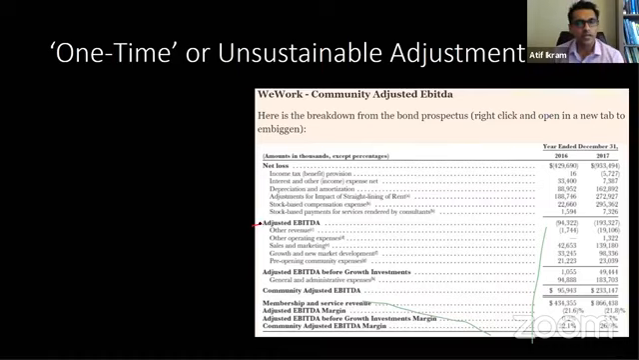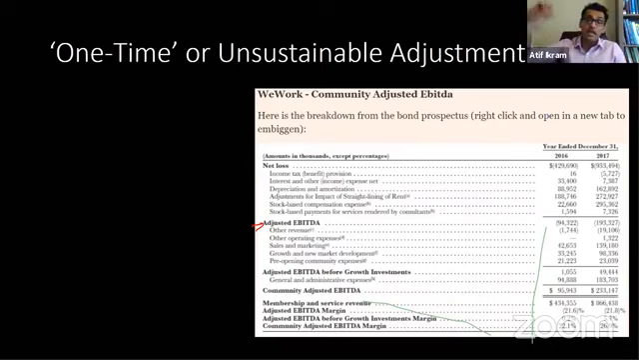There is something called adjusted EBITDA. Then WeWork का आपने पता नहीं नाम सुना है कि नहीं, लेकिन WeWork was a company which was basically leasing office spaces. They came up with something called a community adjusted EBITDA, जिसके अंदर वो basically इनकम से नेट इनकम से स्टार्ट करते हैं, उसके कहते हैं वेल हमारे ये एक एडजस्टमेंट कर लें जी, क्योंकि ये वन टाइम थिंग थी, और ये भी एडजस्टमेंट कर लें.